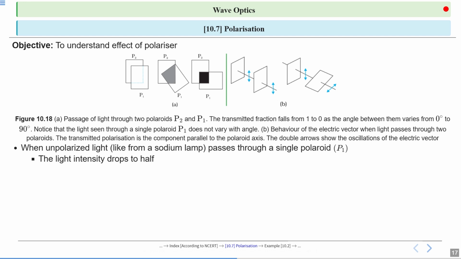Observe that rotating P1 doesn't change this reduced intensity. This is an important point. Light intensity drops to half when it passes through a Polaroid P1, and rotating P1 will have no effect on the reduced intensity. The intensity will be half again.